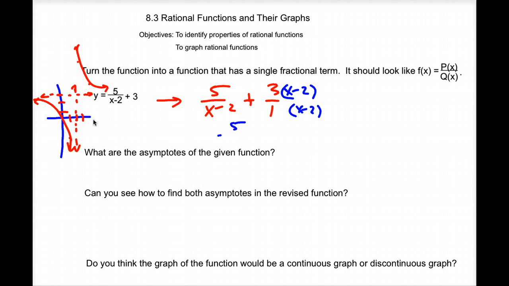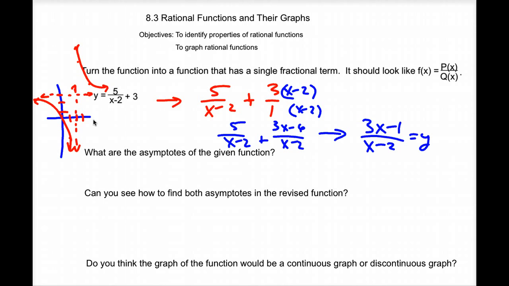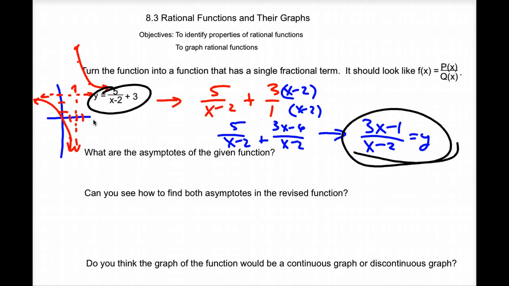So I end up with 5 over x minus 2 plus 3x minus 6 over x minus 2 if I distribute the 3. And this turns into 3x minus 1 over x minus 2. So what I just created right here, if I put that in my graphing calculator, I'm going to get the same graph of what I graphed over here.